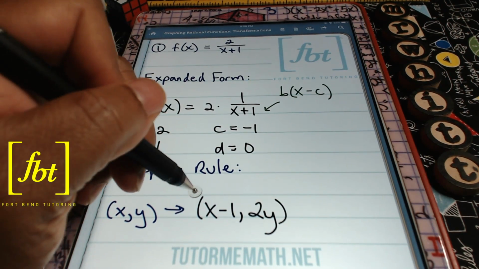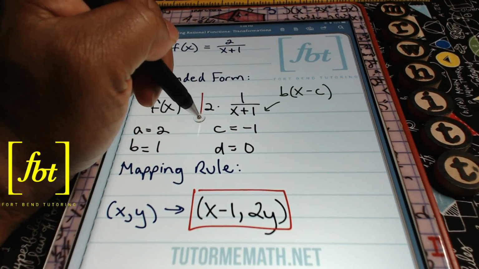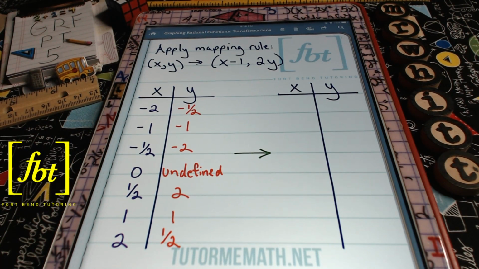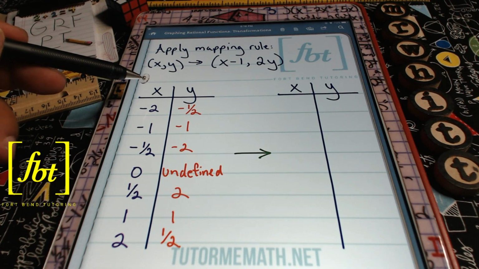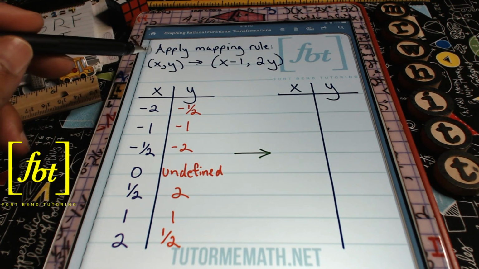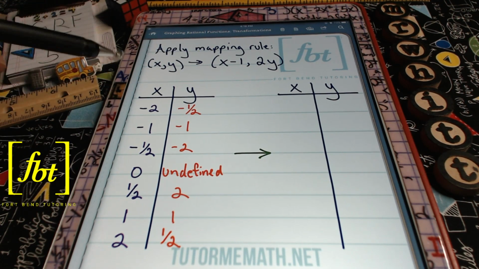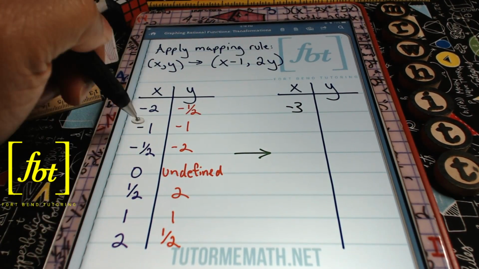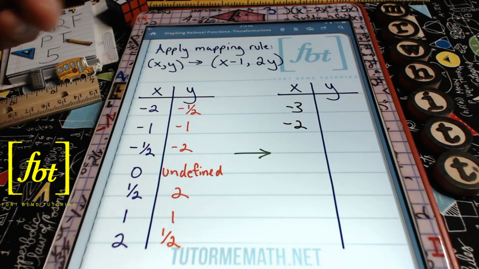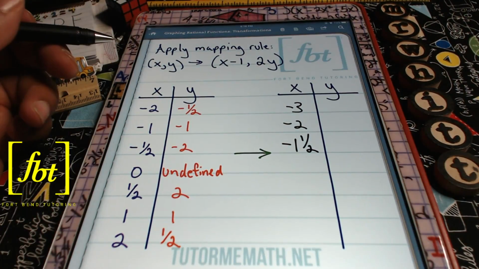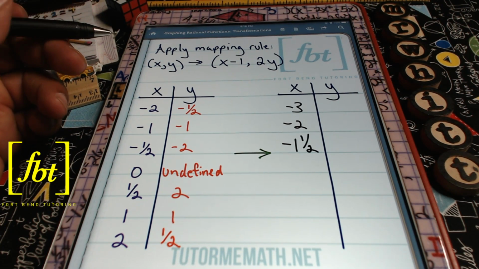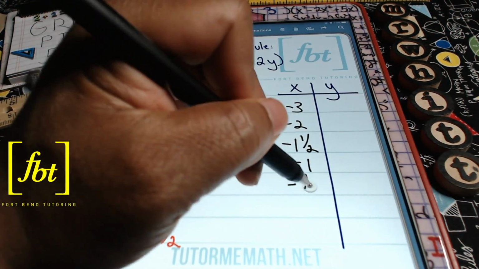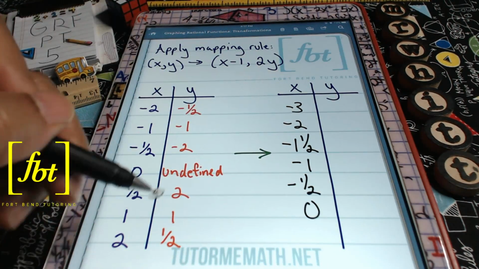Red boxing it. We'll go ahead and red box our mapping rule as well as the expanded form of our function. There we go. Now we get to actually apply the mapping rule, starting out with the XY chart from our original parent function, which shows all of our original ordered pairs. We'll take each x value and subtract 1 from it. So this -2 is now going to be -3. This -1 will be -2. This -1/2 will be -1 1/2. I'm going to write it as a mixed number because for me, it's easier to graph a mixed number than an improper fraction. Then 0 minus 1 gives us -1, 1/2 minus 1 gives us -1/2, 1 minus 1 is 0, and 2 minus 1 is 1.